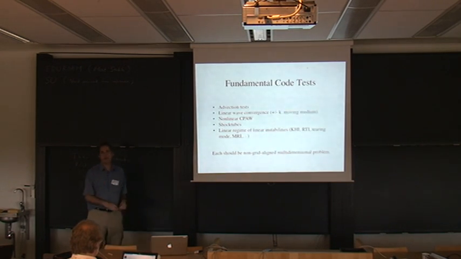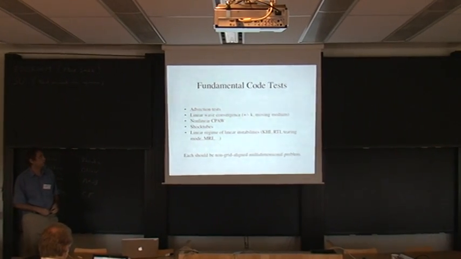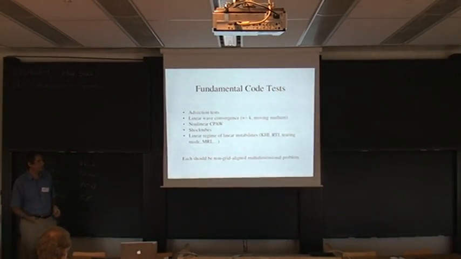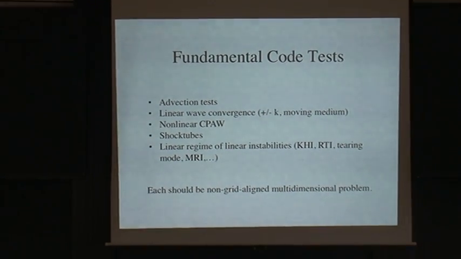and then there were the tests, which are nothing more than what many people have already shown and thought about, which are advection tests, linear convergence tests, in which you look at waves propagating in both directions and in a moving medium. Nonlinear, strictly polarized Alfvén waves, which many people use, shock tubes, and linear regime instability. Linear because the nonlinear regime results in turbulence, and that's for later in the week.